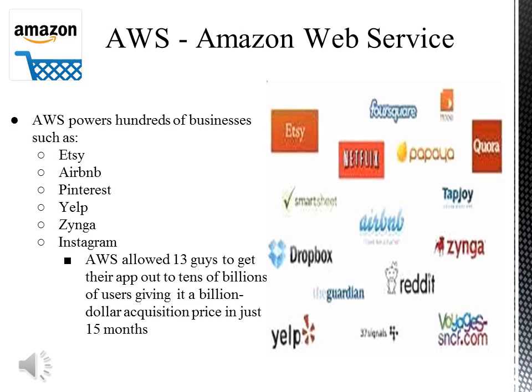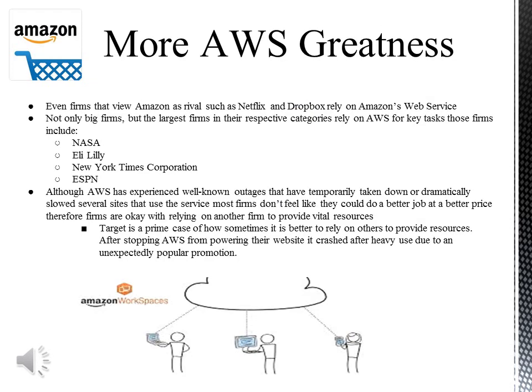Amazon Web Service powers hundreds of businesses, such as Etsy, Airbnb, Pinterest, Yelp, Zynga, and Instagram. Amazon Web Service allowed 13 guys to get their app out to tens of billions of users, giving it a $1 billion acquisition price in just 15 months. Here's a continuation of more Amazon Web Service greatness. Even firms that view Amazon as rivals, such as Netflix and Dropbox, rely on Amazon's web service.